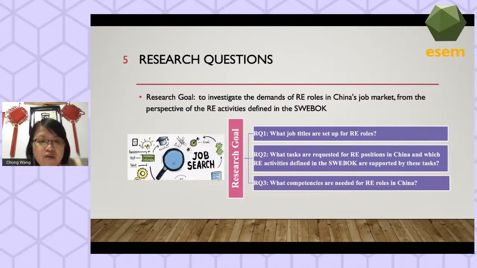The research goal of our paper is to investigate the demands of RE roles in China's job market from the perspective of five RE activities identified in the SWEBOK. We formulate three research questions. First, what job titles are set for RE roles? Second, what tasks are requested for RE positions in China, and which RE activities defined in the book are supported by these tasks? And third, what competencies are needed for RE roles in China?